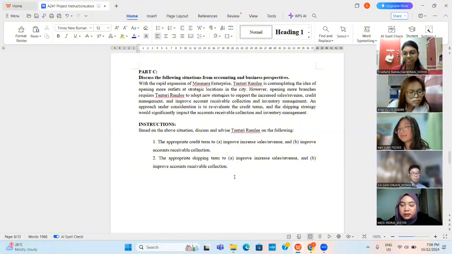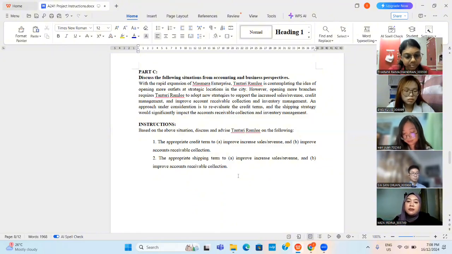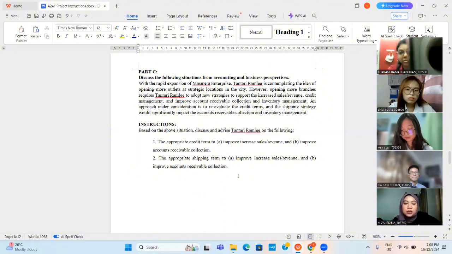As for the shipping term, I actually have three opinions. First, maybe Tantari Ramli could consider adopting the FOB shipping point term. With this term, ownership and responsibility for items pass to the customer as soon as they leave the warehouse. So it allows revenue and accounts receivable to be recorded instantly, which could improve the cash flow. As for FOB destination, it delays the revenue recognition until the products are delivered to the buyer, so it could have an impact on the cash flow. So I think FOB shipping point is the most cost-effective alternative.